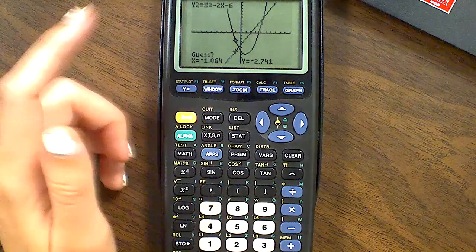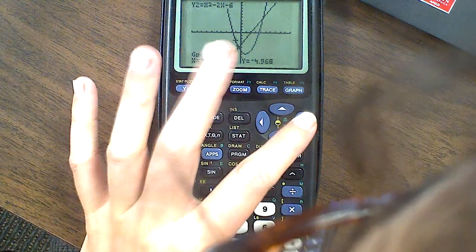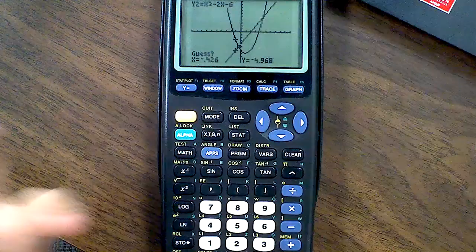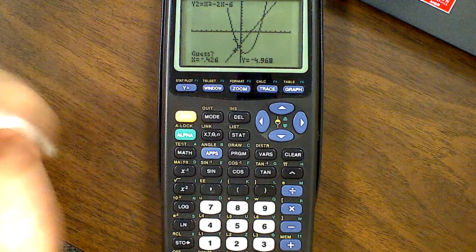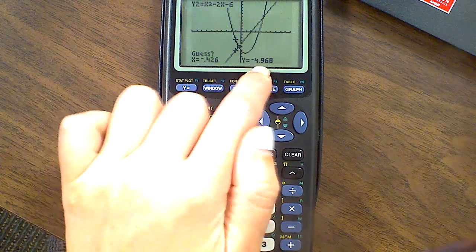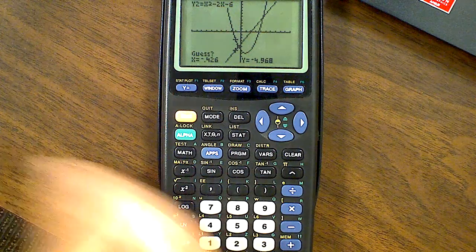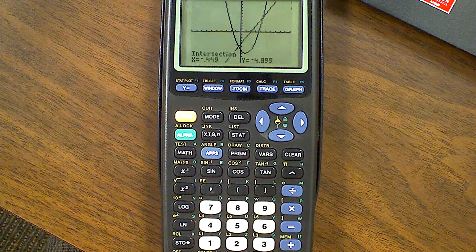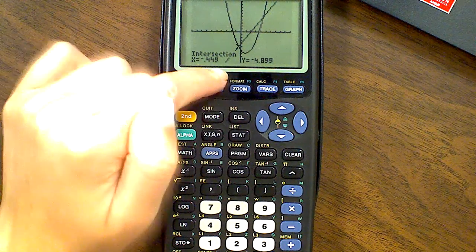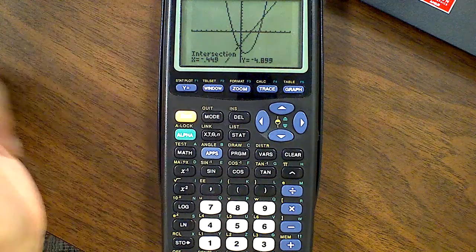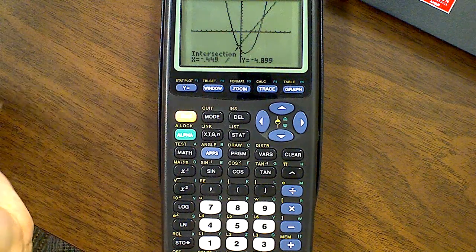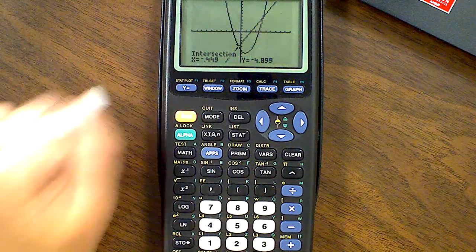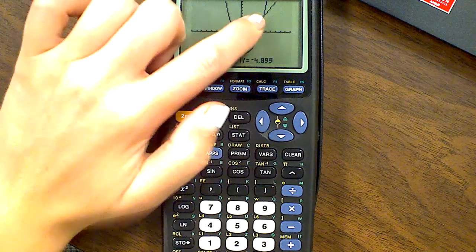Then the third question says guess. And what this is asking us to do is we're going to move our blinking dot as close to the point of intersection as possible. So my blinking dot is pretty close to that point of intersection. So this is going to be my guess. My guess is that it's at -0.426, -4.968. So as long as you get that blinking dot close to where the two lines intersect, you'll be good to go. We'll click enter. And as you can see, it actually calculated the exact point where our two graphs are intersecting. So we guessed, but the graphing calculator found the exact point, and it's at -0.449, -4.899.